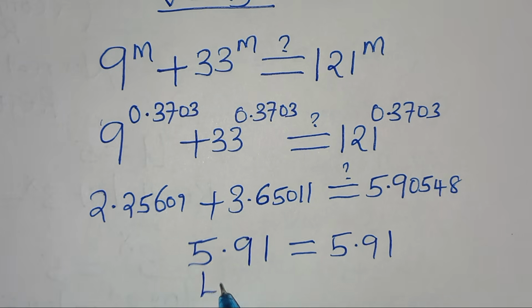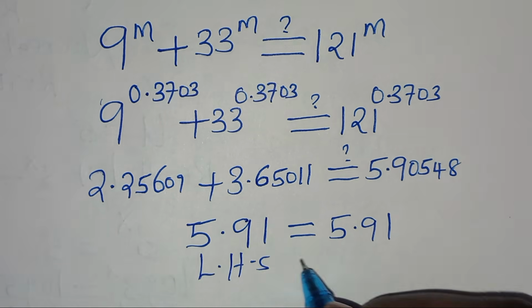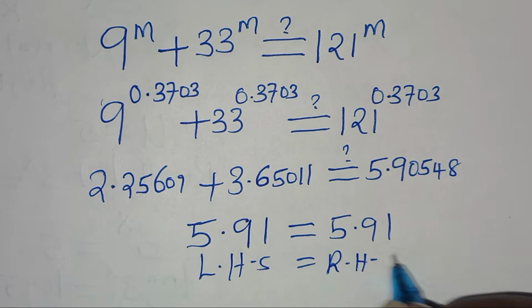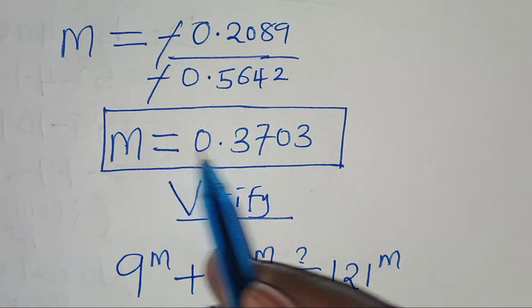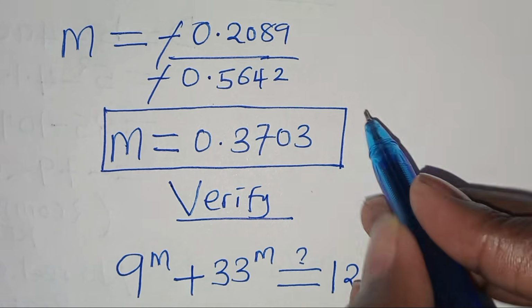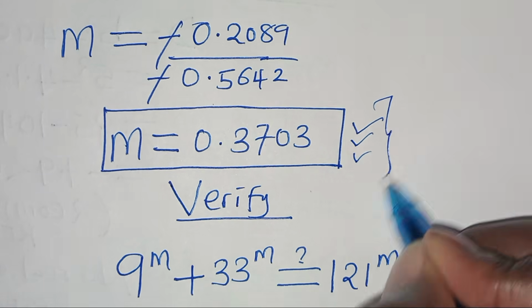This means that the left hand side is equal to the right hand side, and this affirms that the value of m, which is equal to 0.3703, actually satisfies the equation.